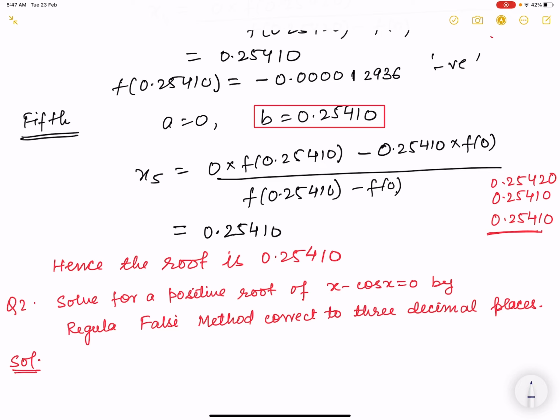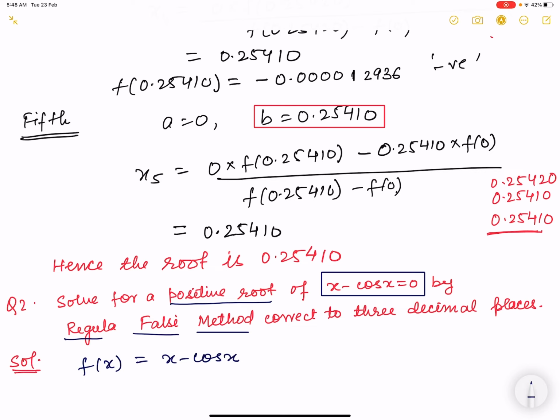Moving on to our next question, where we have to find a positive root of the function x minus cos x is equal to 0, and the method which we have to use is the regula falsi method. The function is f(x) is equal to x minus cos x. Let us find 2 points at which the function takes alternate positive and negative values. So our obvious first choice for this is 0. Let us check the value of the function at 0 and it is coming out to be negative.